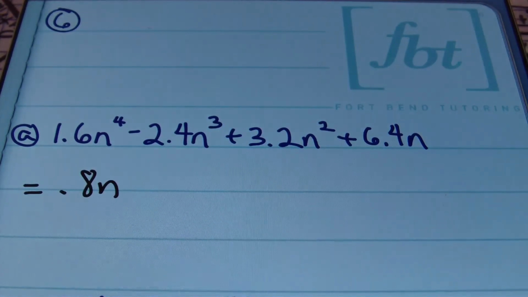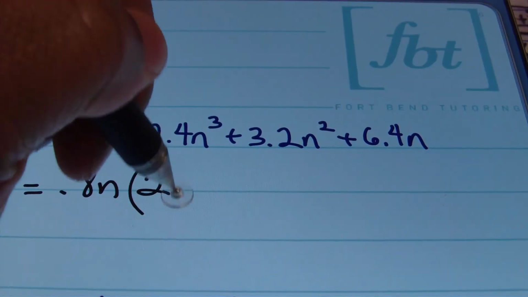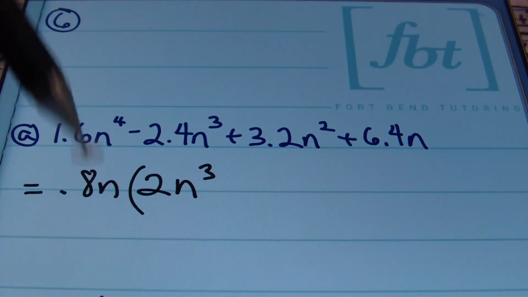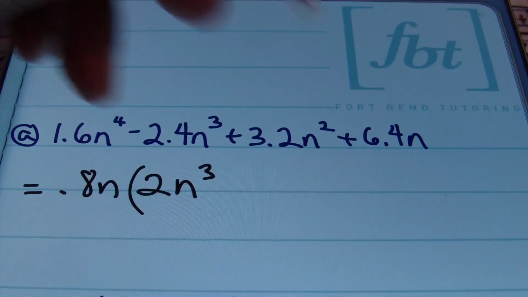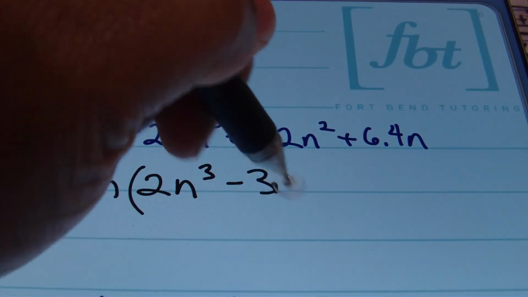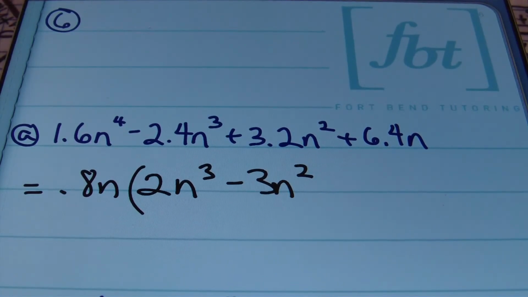Now I'll write down what's left over after I factor out the 8/10 n. Well, 8/10 goes into 1 6/10 twice. And I will have 3 n's left over after taking away that 1 from the 4. 8/10 n going into negative 2 4/10 n cubed. 8 goes into 24 3 times. So this is going to be a negative 3 n squared for the second term.